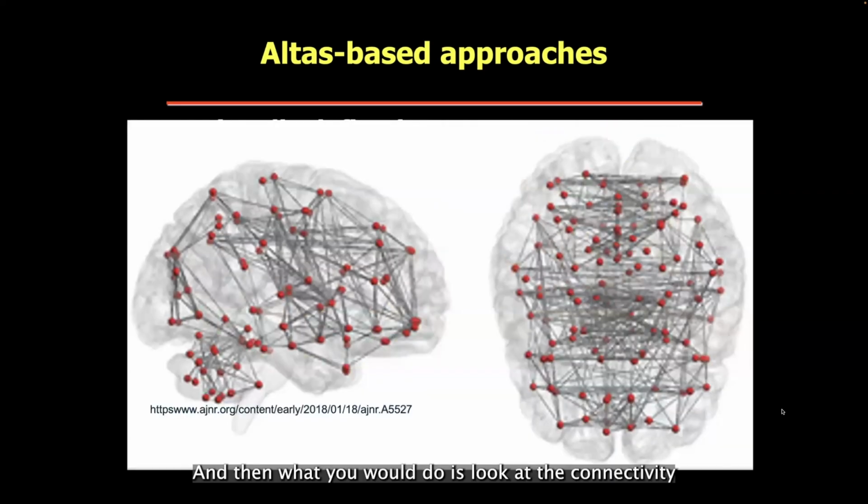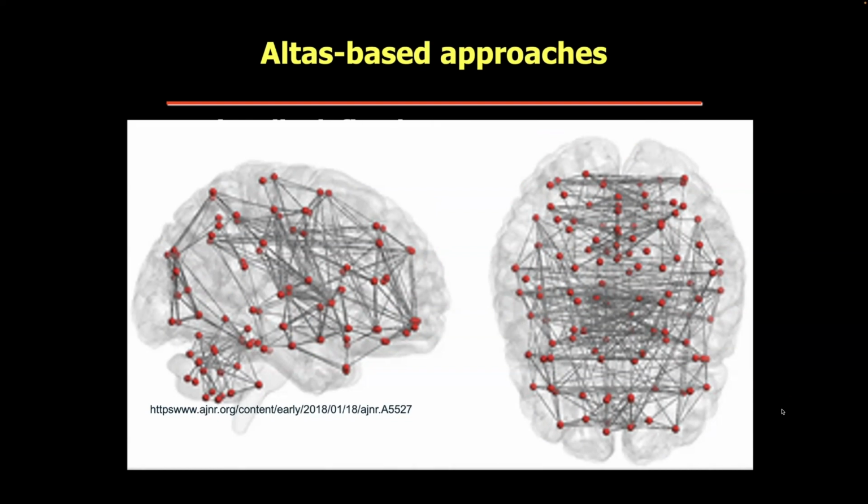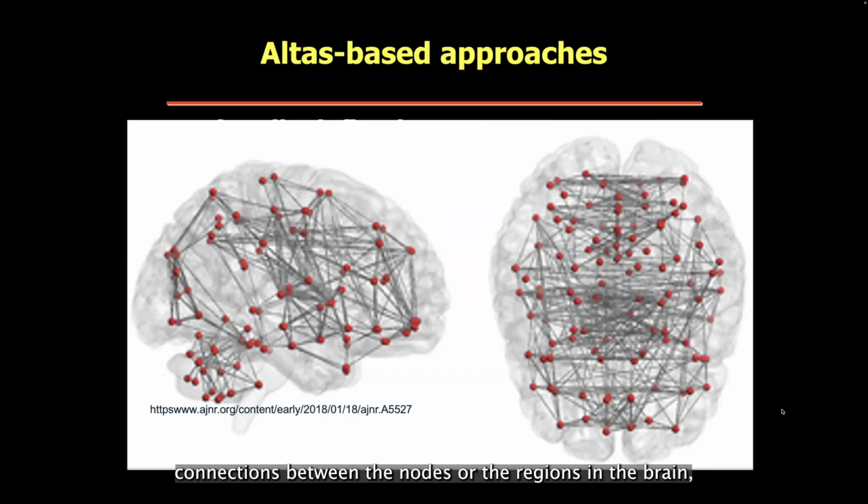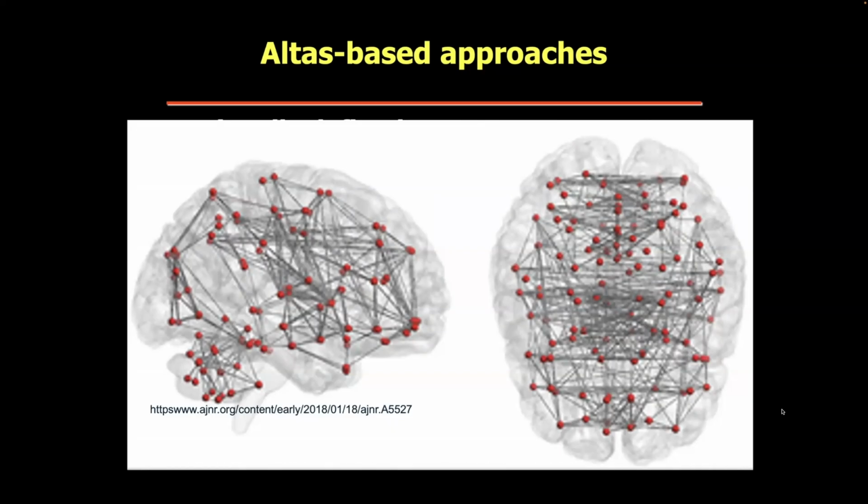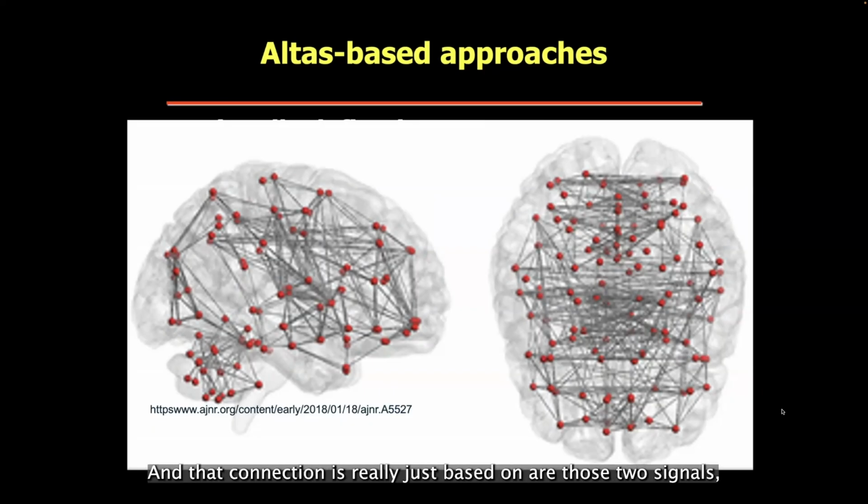And then what you would do is look at the connectivity across all of the regions and create these connectivity maps. And again, the way these are links or edges, connections between the nodes or the regions in the brain, those edges or those connections are weighted. So some of them are lighter and some of them are darker. So the darker would be a stronger connection. And that connection is really just based on, are those two signals, the BOLD signal time series, are they similar? Or if they're different, for example, this node here, some of the nodes you can look at and see there's no connection between them, which means that the signals are quite different. So those two nodes aren't directly connected.